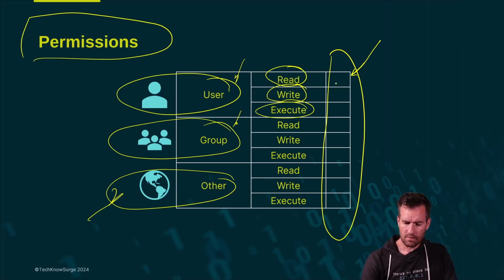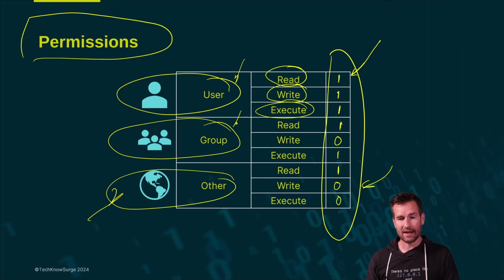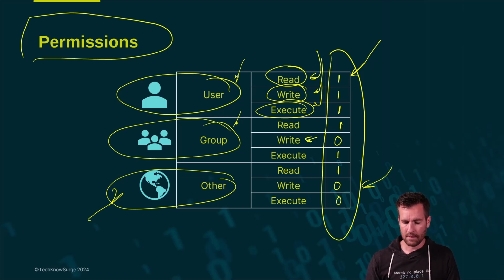So for the user, this is the owner, so maybe we want them to be able to read, write, and execute anything that's in that folder. Perhaps at the group level, we want them to be able to read and execute that. However, maybe for the rest of the world, maybe it's a website and we just want them to be able to read. So this would be the settings for each one of them then. A 1 means that it's turned on and available, that the user can read, write, and execute. The 0 means that they can't, so the group would not be able to write.